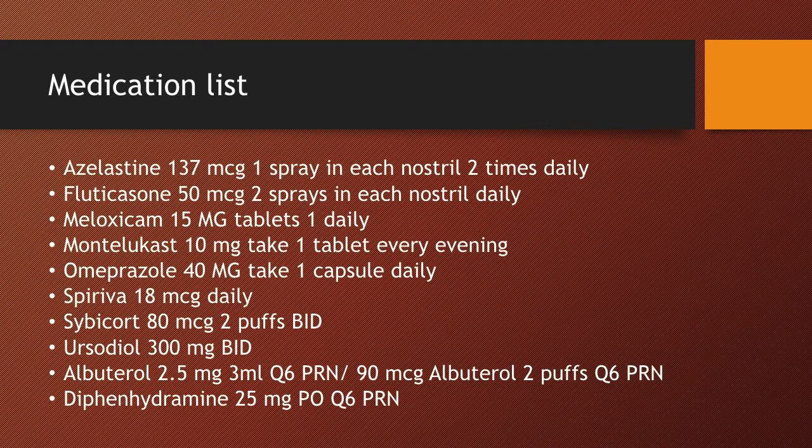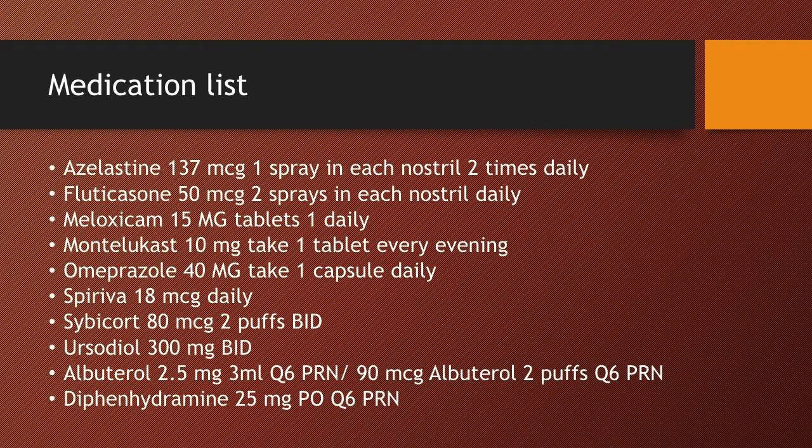So Spiriva is the brand name. The actual drug is tiotropium bromide, and it's a cholinergic antagonist, a muscarinic receptor antagonist which acts mainly on M3 muscarinic receptors located on the smooth muscle cells and submucosal glands, preventing smooth muscle contraction and mucus secretions.